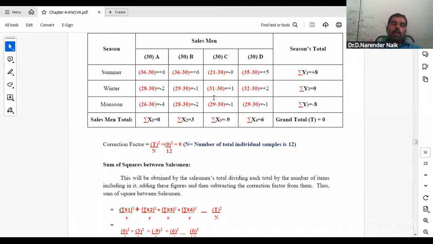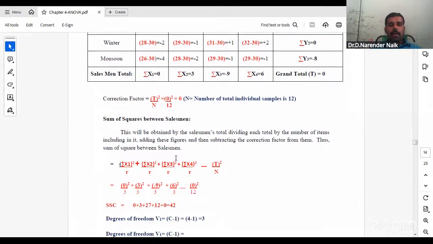Now the SSC value, sum of squares between samples, is started in the same manner. Between salesmen will begin here. Sum of squares between salesmen. This will be obtained by dividing each salesman total by the number of items included in it, adding these figures, and then subtracting the correction factor from them. Thus, sum of squares between salesmen is equal to sigma x1 whole square by r plus sigma x2 whole square by r plus sigma x3 whole square by r plus sigma x4 whole square by r minus T square by N, that is the correction factor.